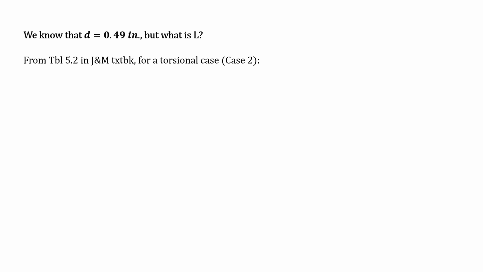So from table 5.2 in the textbook for a torsional case, meaning that it's the second case in the table, we have this expression here. It's just that your angular deflection is your torque times your length of the rod, divided by your polar moment of inertia and your shear modulus G. And we also know this, K is a ratio of your change in torque to your change in angle, and you can set that equal to JG over L.